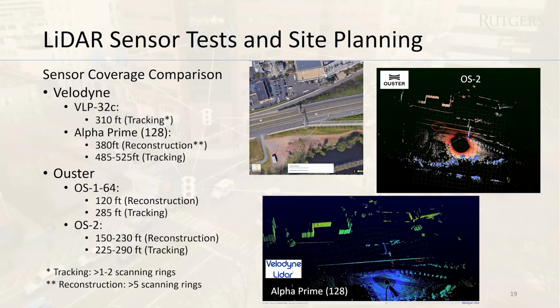Over the pandemic, we worked with two sensor companies, Velodyne and Ouster, to look at how the latest high-resolution sensing technology fares when we use it as a roadside sensor. And we found some interesting results. Of course, the top-of-the-line instrument is the Alpha Prime from Velodyne with a 500 feet tracking range. But the Ouster is one third of the price of the Velodyne, and it can also achieve about 300 feet tracking.